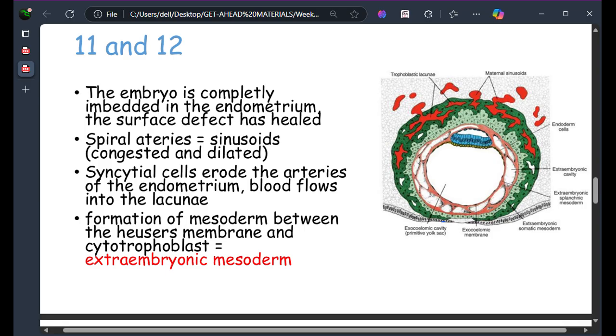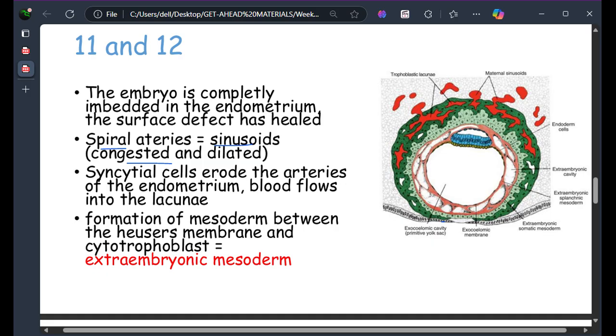Another thing that is happening is that the spiral arteries, the ones we're calling the sinusoids, will be congested and dilated. They're the ones that make blood start entering the trophoblastic lacunae. How do they do that? The syncytial cells, these cells here, will erode the arteries of the endometrium, starting to erode away some of the cells in the spiral arteries found in the endometrium, and blood flows into the lacunae.